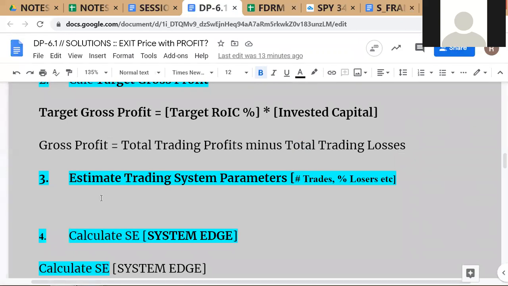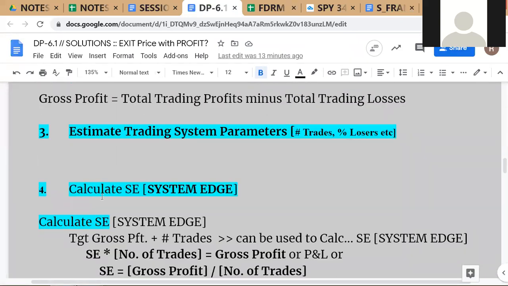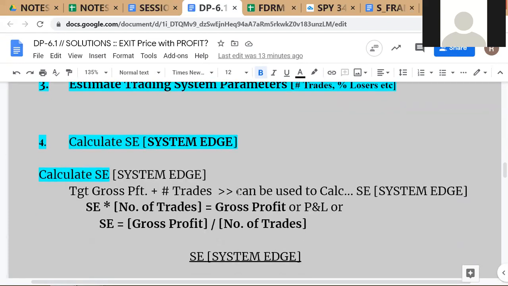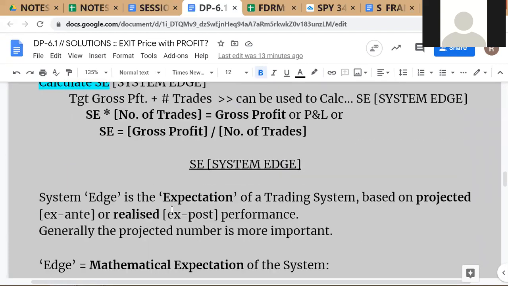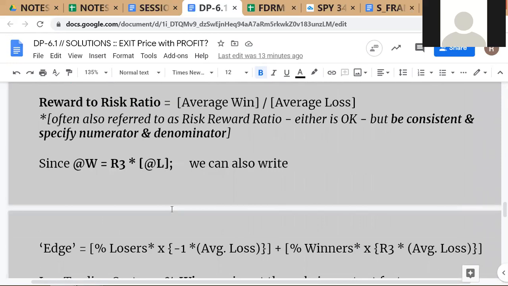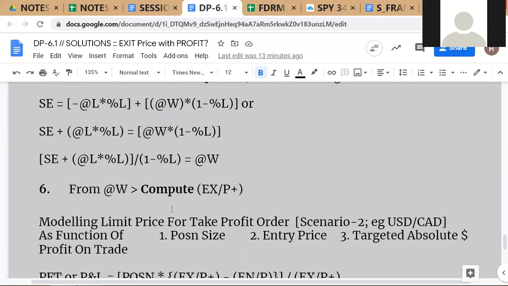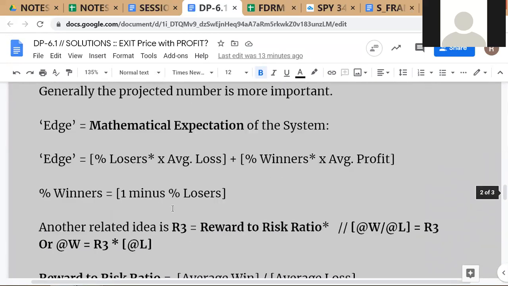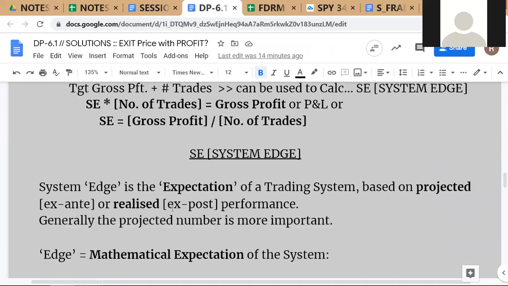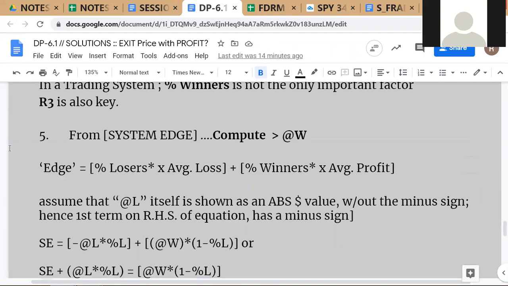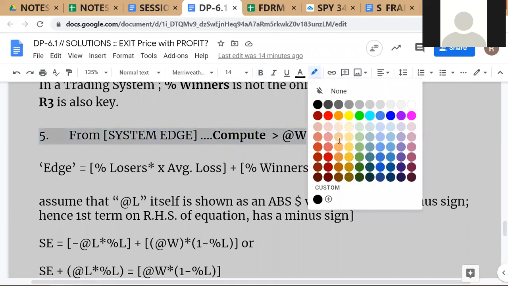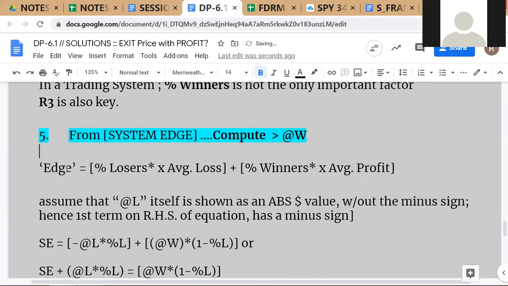Okay, all right. So, estimate trading system parameters, calculate system edge. We got that. So there's a system edge calculation. Then what is the next step? That was step 5, right? Yeah, system edge. Now step 5. From system edge, we can compute average win. I'm just writing this: average W is average win. So here we know this.